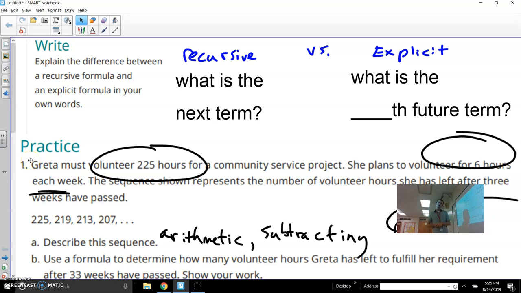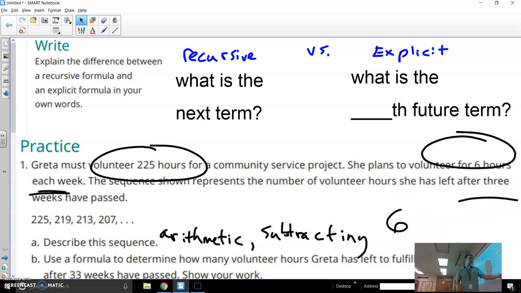What's up, Algebra 1? So today we're continuing to talk about sequences, both arithmetic and geometric, but now we're adding in that there are two different types of formulas for each of those, which we call recursive and explicit. So let's jump into it. The first thing it says: explain the difference between a recursive formula and an explicit formula.